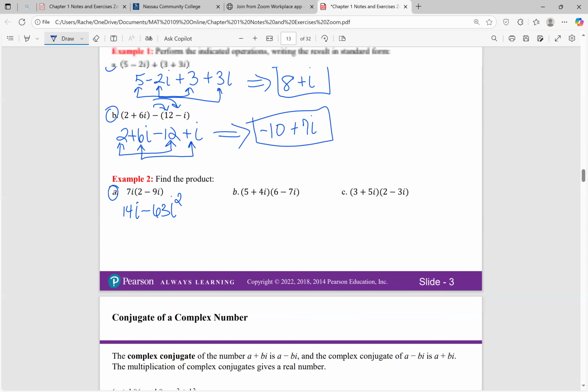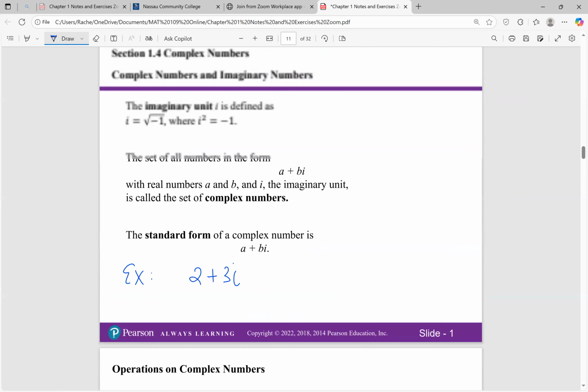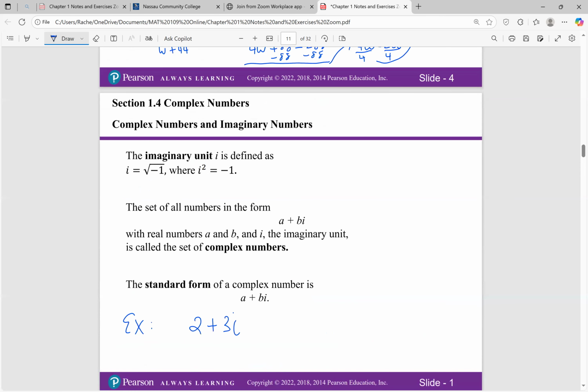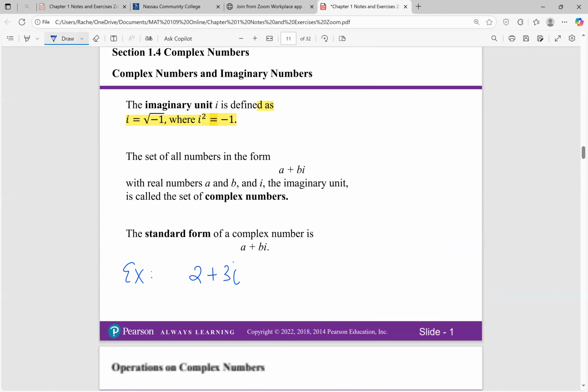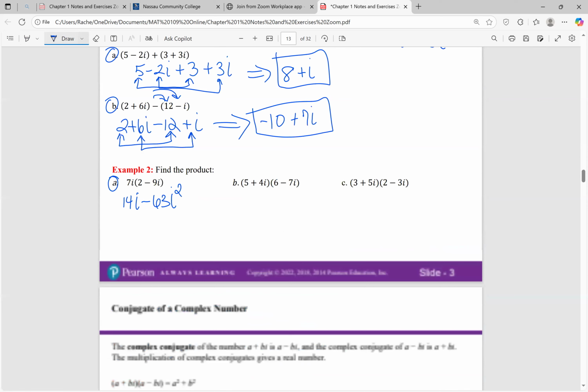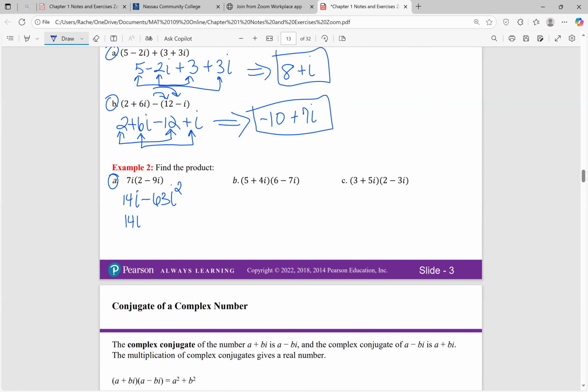Now, just a reminder, i squared is equal to negative 1. So wherever we see an i squared, we can evaluate it as negative 1. Here we have 14i minus 63 times negative 1. So we're going to have 14i, and then a negative 63 times a negative 1 is going to be positive 63. And if we write it in standard form, it's going to be 63 plus 14i.